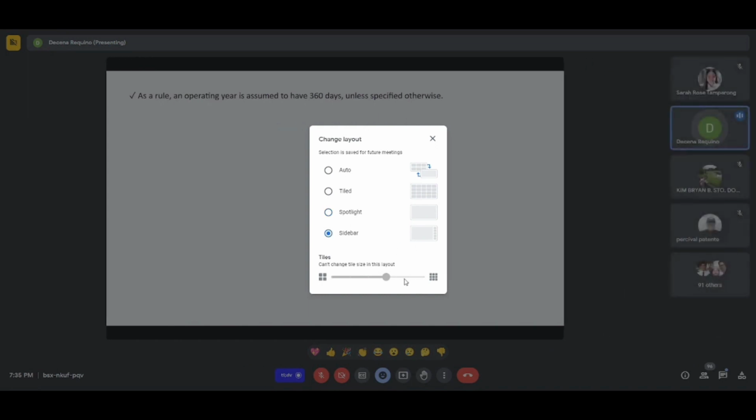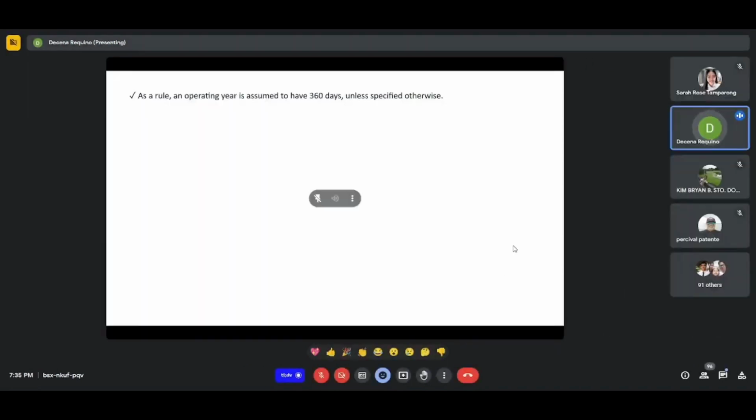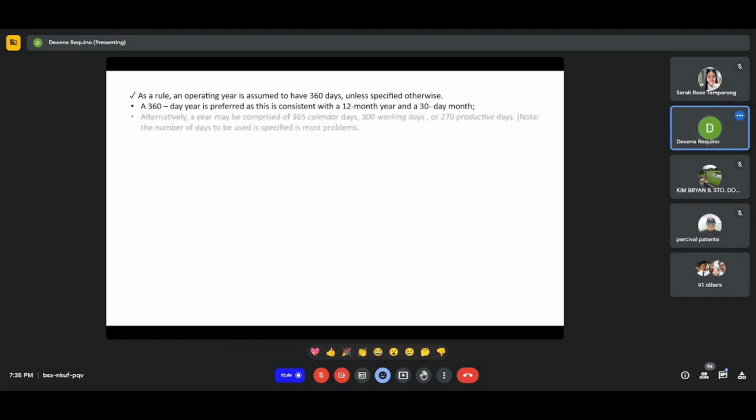As a rule, an operating year is assumed to have 360 days unless specified otherwise. A 360-day period is preferred as this is consistent with a 12-month year and a 30-day per month. Alternatively, a year may be comprised of 365 calendar days, 300 working days, or 270 productive days. Pag may mga problems naman for computation purposes, sinasabi naman doon kung ilang days yung gagamitin.